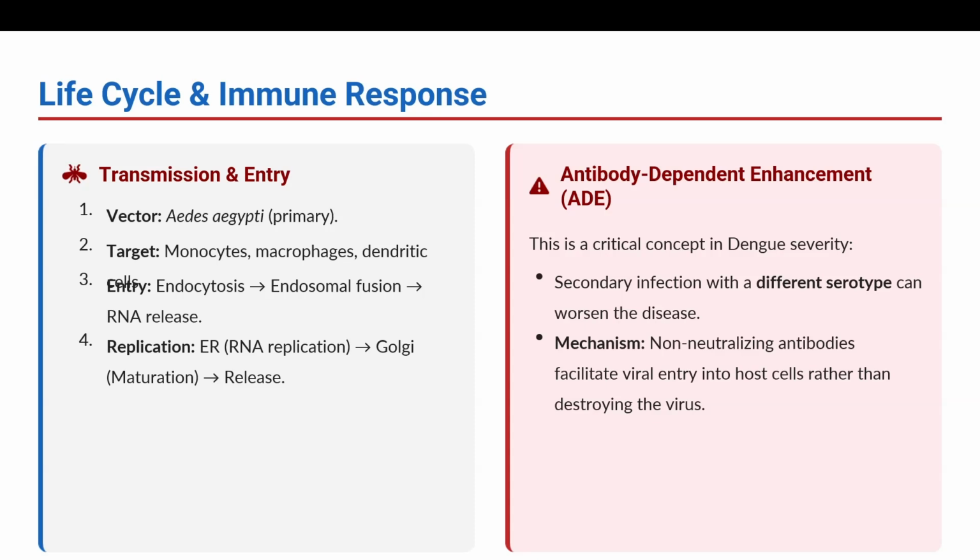So mainly, the concept of dengue severity is based on antibody-dependent enhancement. Secondary infection with a different serotype can worsen the disease. The mechanism is non-neutralizing antibodies that facilitate viral entry into the host cell rather than destroying the virus. This is called antibody-dependent enhancement, which makes secondary dengue fever more severe.